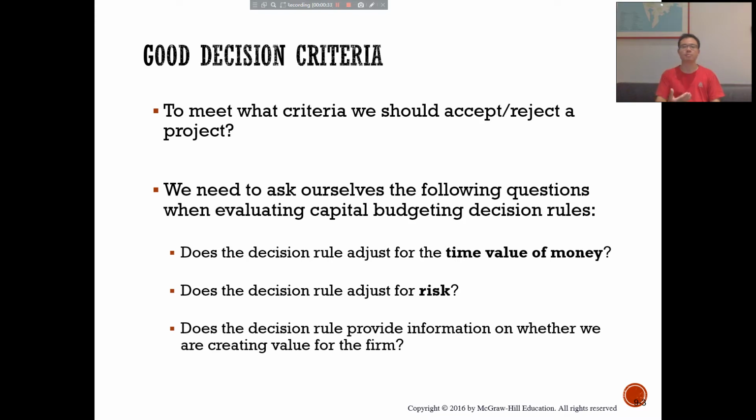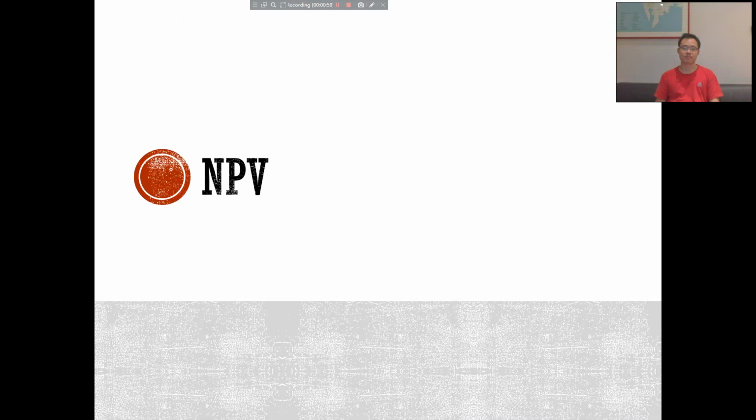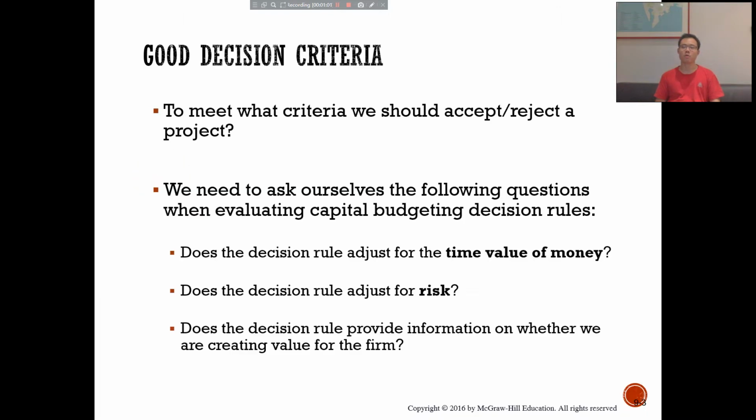To make the investment decision, we need to ask ourselves the following questions when evaluating capital budgeting and decision rules. Does the decision rule adjust for the time value of money? Some do, some don't. Does the decision rule adjust for risk? Does the decision rule provide information on whether we are creating value for the firm? We have multiple decision rules. Each one of them has advantages and disadvantages. So let's take a look at them one by one.